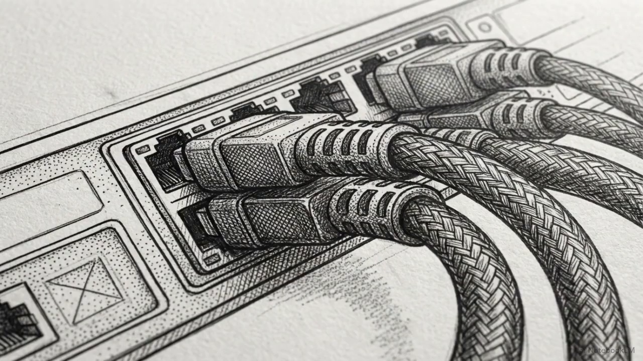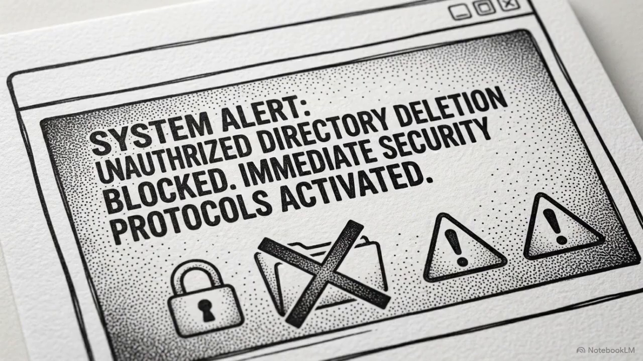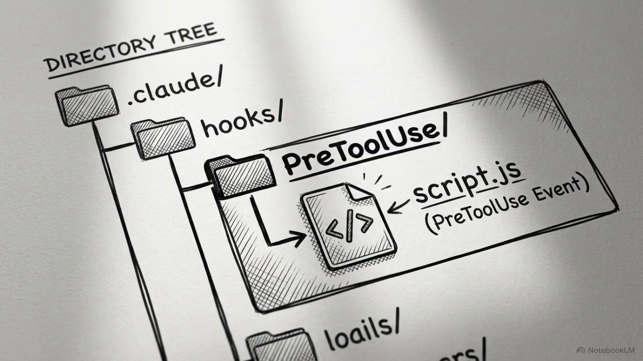To connect the AI to external databases and environments safely, you use the Model Context Protocol. This enforces strict environmental boundaries around what the AI can see and do. But boundaries are not enough to prevent destructive actions. For that, you need hooks.